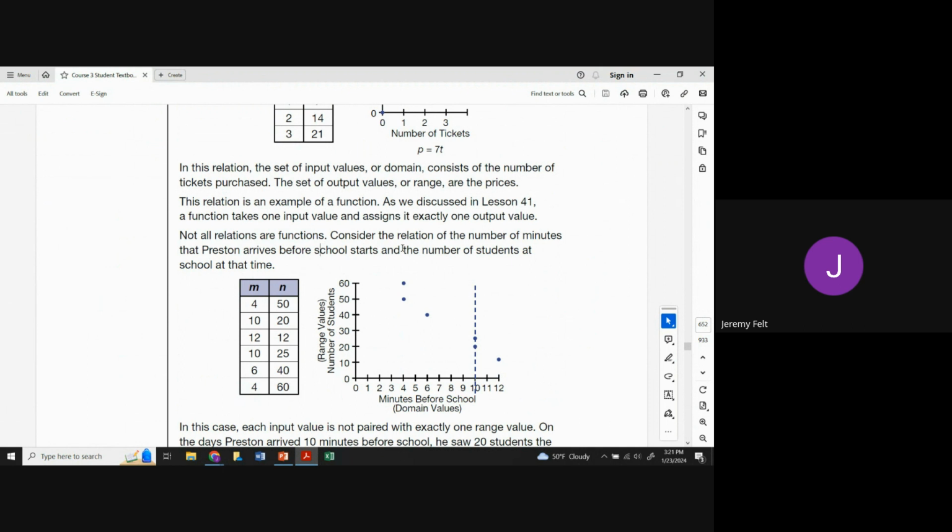So the easiest way to test for a function is to use the vertical line test. So if I pass a vertical line, start it and just sweep it through right to left or left to right, and it crosses more than one point at a time, then it's not a function.